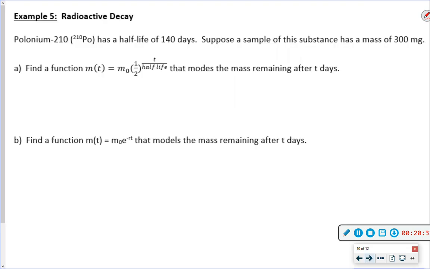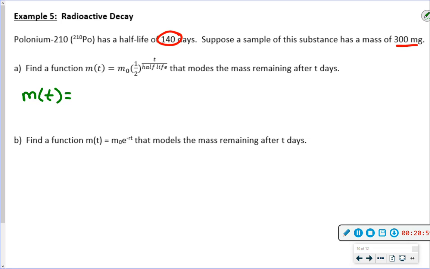So let's do it. Polonium-210 has a half-life of 140 days. Suppose a sample of this substance has a mass of 300. So here we go. They give you the formula. Find a function that models the mass remaining after T days. All right, well, let's figure out the function here. So I just need the formula.